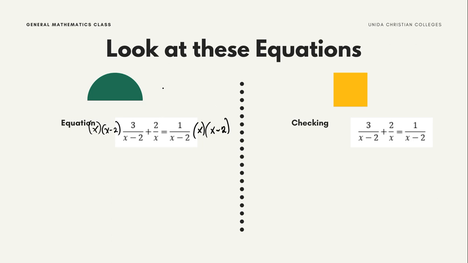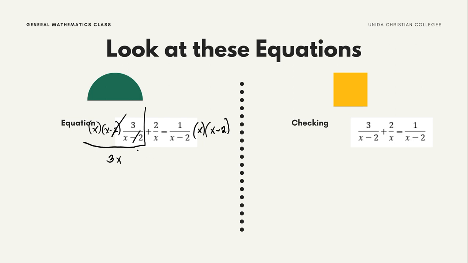Okay? So, let's start here. First, we have x times x minus 2 times 3 over x minus 2. You can see there is the same term, which is x minus 2. So, cancel, cancel. What is left? We have 3x. That is what remains, the 3 and the x.